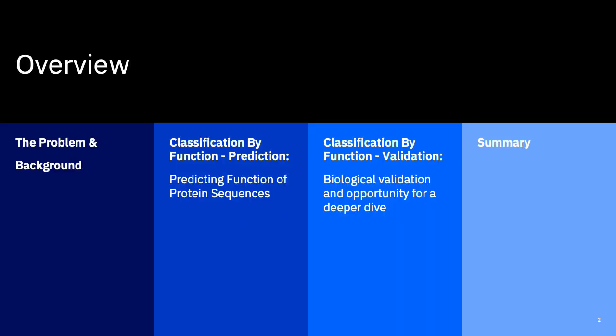So the overall problem that we are trying to tackle is naming or classification of hypothetical protein sequences. For this, we are first trying to predict their function and then use that to identify which protein it's similar to or if it's a new protein altogether.